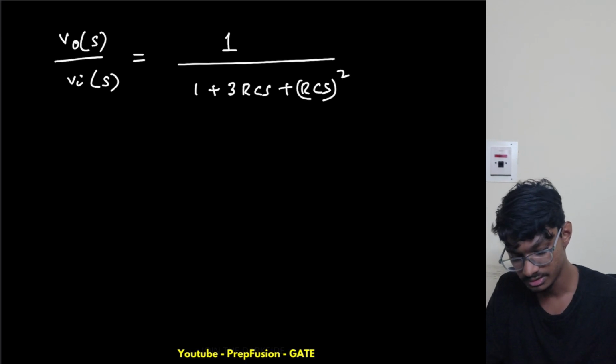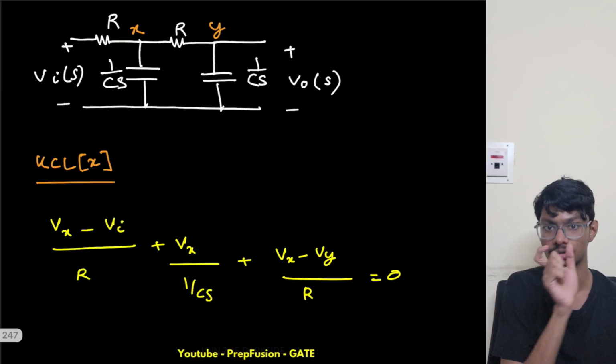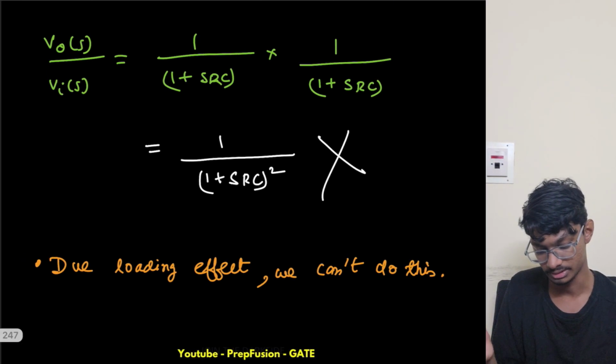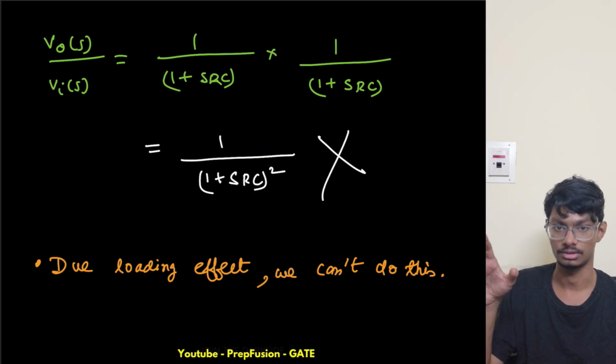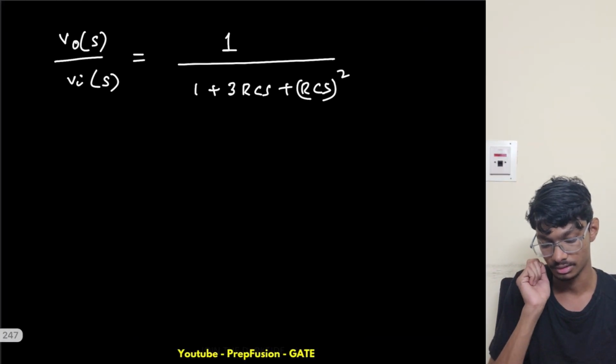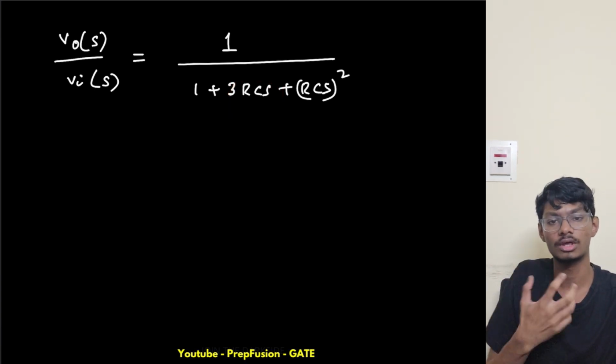So what we can observe is, this is not (RCs plus 1) whole square. (RCs plus 1) whole square has 2 RCs in the middle term, right? It should come 2 RCs. Like if you expand this, it will come (RCs) square plus 2 RCs plus 1. But here one extra RCs is coming. Why? Due to loading effect, simply. So this is to keep in mind.